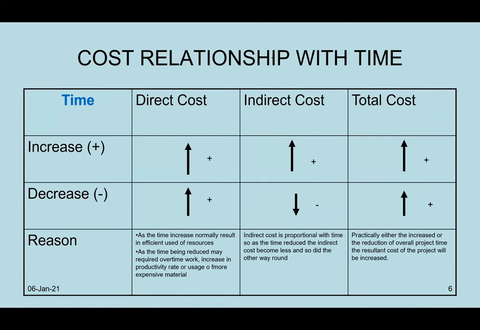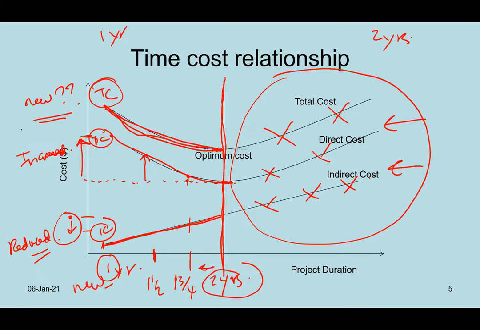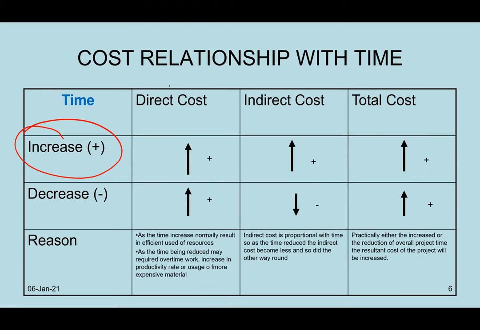Cost relationship with time, okay. If we increase the project duration, for instance, increase means now we are not going to bother about the right hand side of the diagram. Increase means from 1 year into 2 years. That is the increase as defined in this graph. If you increase the project duration, for sure the direct cost will increase. Why? Because you still cannot let go of your machineries. You still cannot let go of your labor. You still have to, for instance, the material. You still need to buy the material at perhaps higher cost.